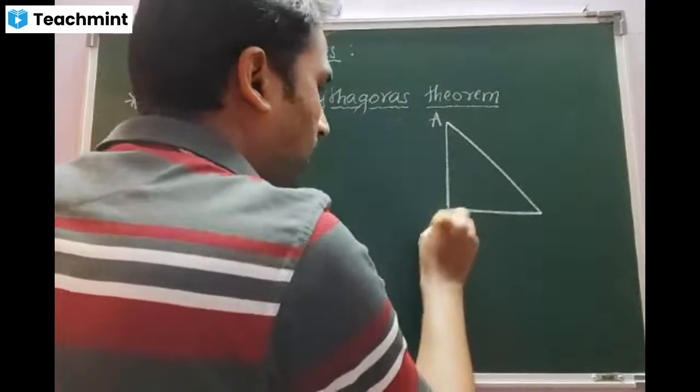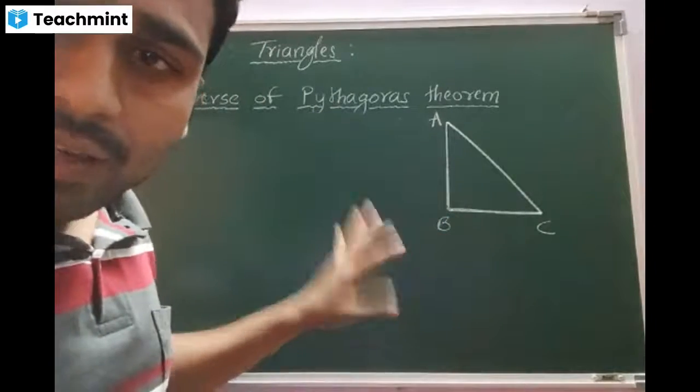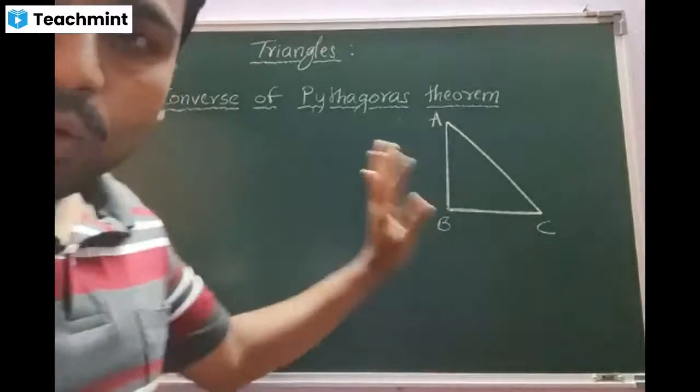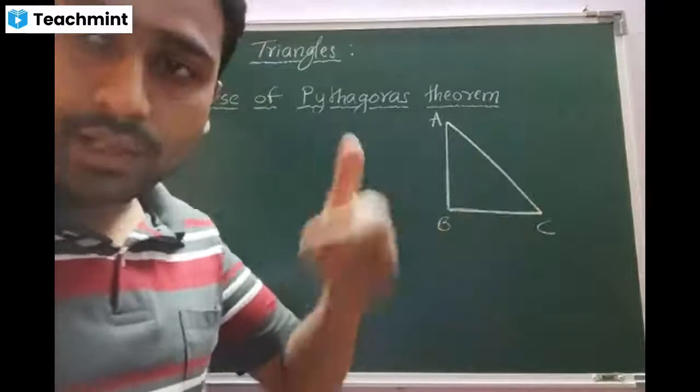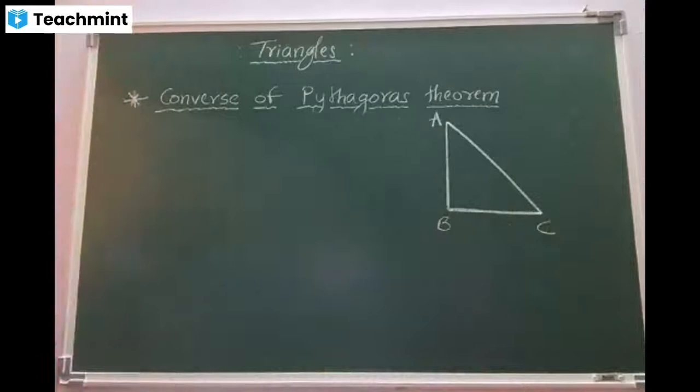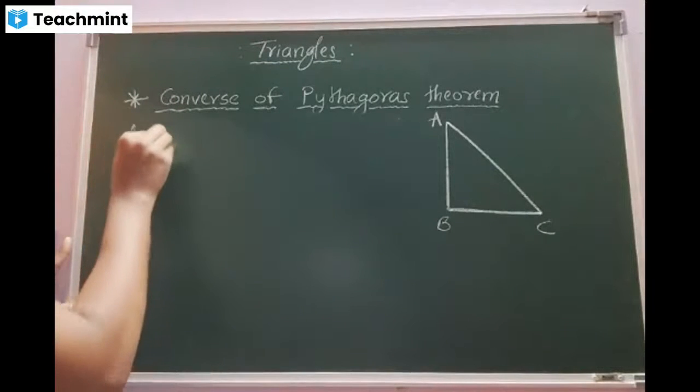A, B, C. Beta, it looks like a right angle triangle. I have taken a right angle triangle, but we will not say this is a right angle triangle at present. We will prove it later. Got it? Yes, sir. The data is like this.